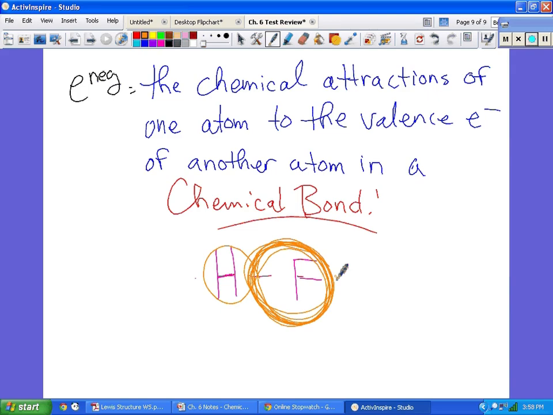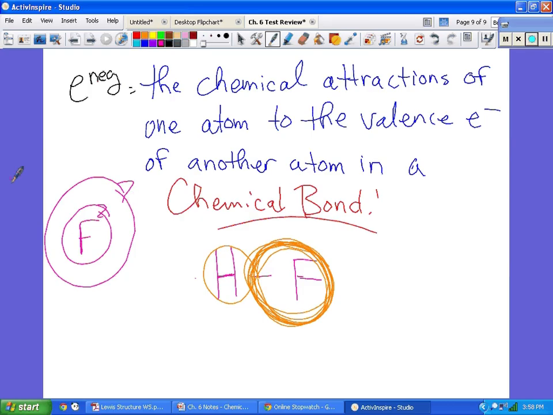Because I'm not talking about how attracted is F to its own electrons. That is electron affinity. What does affinity mean? That's the love of its own electrons. Electronegativity is when it's in a chemical bond. That's the difference. Somebody asked last time, what is the difference between affinity and electronegativity, because they're kind of the same. Electronegativity is in a bond. Affinity is within an atom itself. It's how much do you love yourself. Okay? All right.